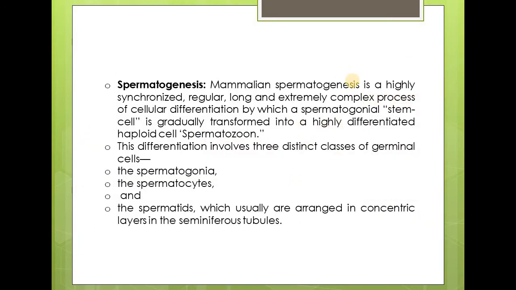Mammalian spermatogenesis is a highly synchronized, regular, long and extremely complex process of cellular differentiation by which spermatogonial stem cells are gradually transformed into highly differentiated haploid cells, the spermatozoa. The differentiation involves three distinct classes of germinal cells: the spermatogonia, the spermatocytes, and the spermatids, which are usually arranged in concentric layers in the seminiferous tubules.